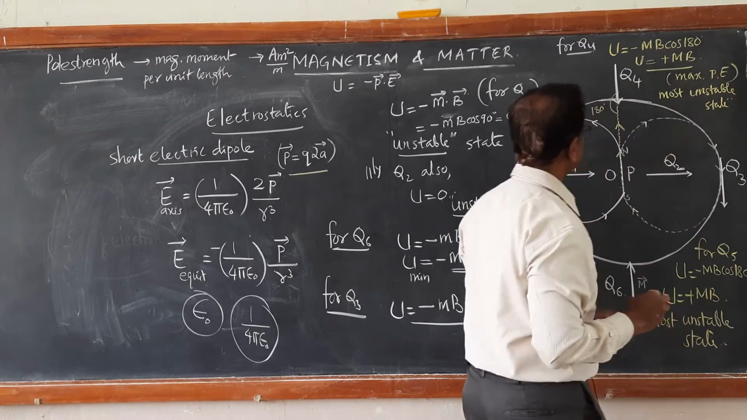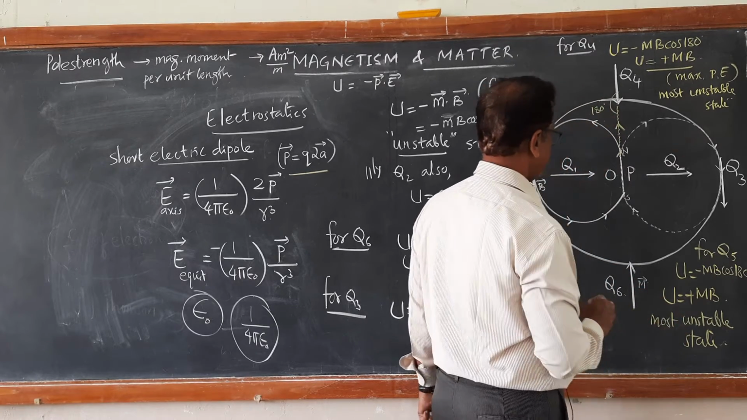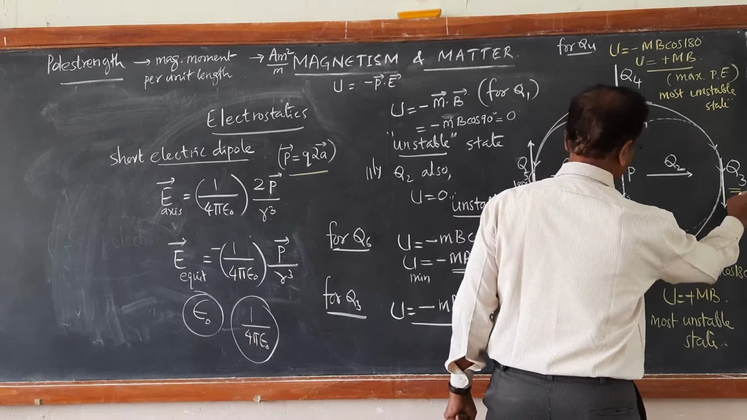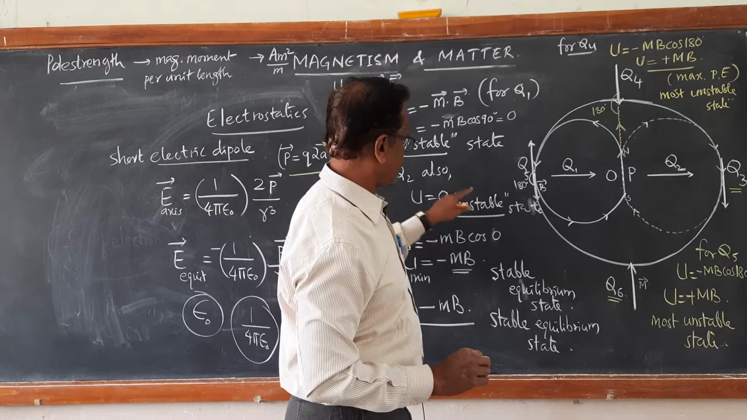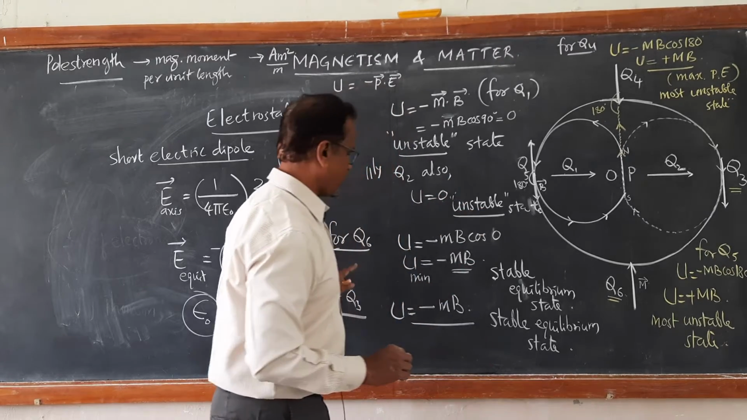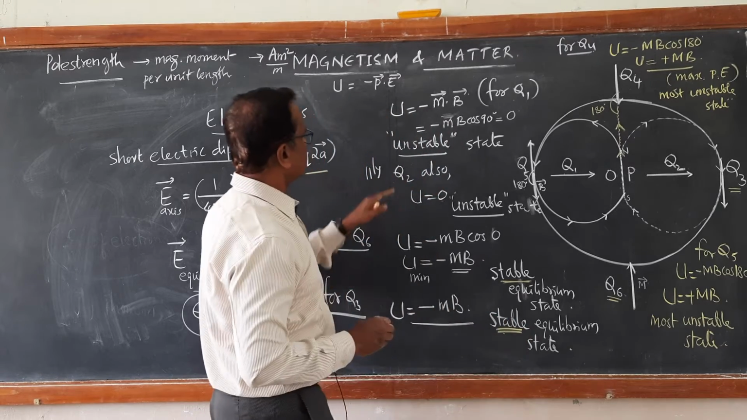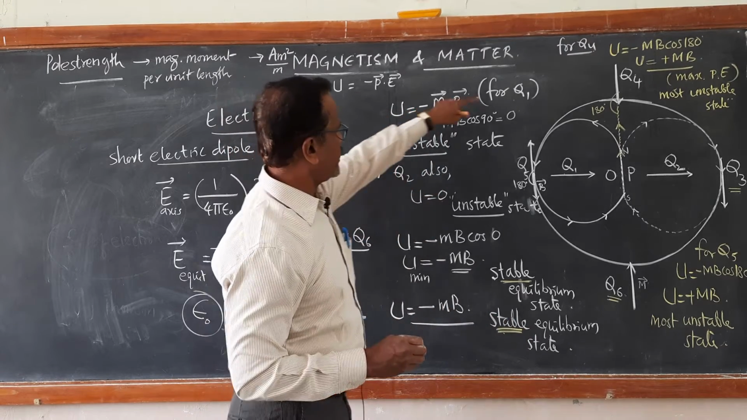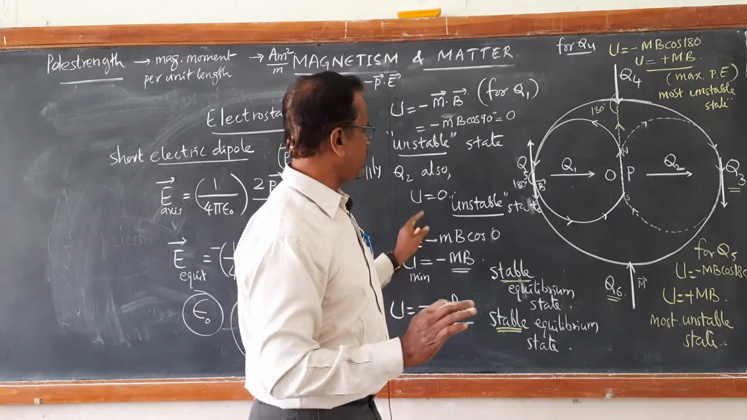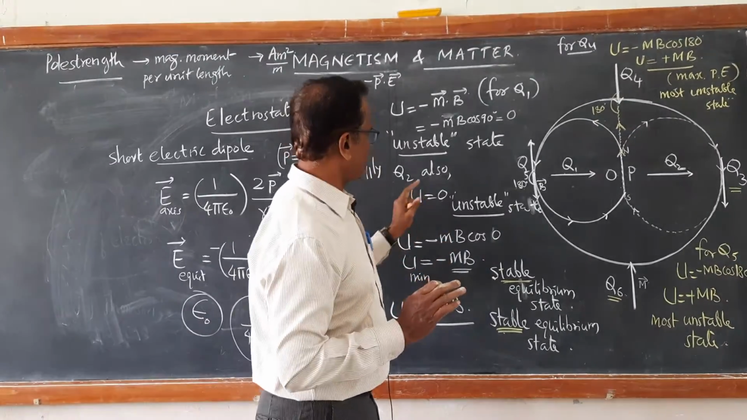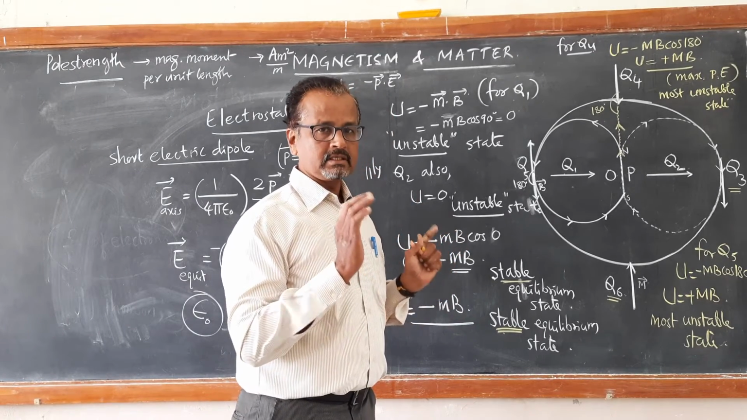So these are the two positions, Q4 and Q5, the most unstable states, and Q3 and Q6 are stable states. Yes, Q3 and Q6 are the most stable states, and Q1 and Q2 are not in equilibrium, they are unstable, right. So zero potential energy doesn't imply that it is stable, it is an unstable state.